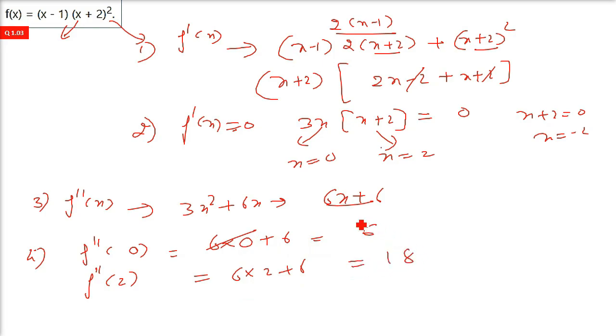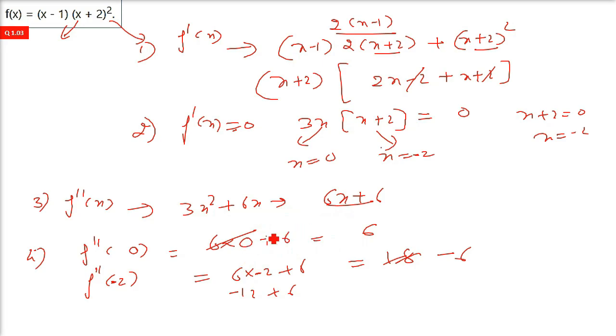When you have plus, that means, oh, there is a slight mistake. It's minus 2, that's my bad. So I'm going to put negative 2: 6 into -2 is -12, plus 6 is negative 6. So one time we got 6, the other time we got negative 6. Positive means local minima. Negative means local maxima.